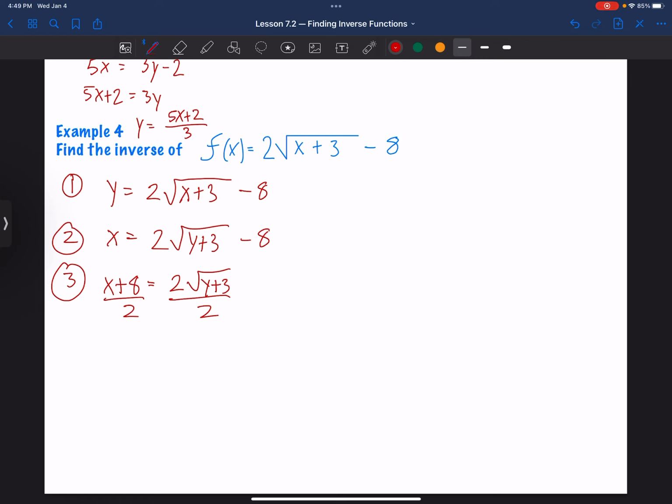If I do that, I do get 1/2 x plus 4. I decided to divide 8 by 2 because it's 4. And this equals square root y plus 3. Now, I'm trying to get y alone.